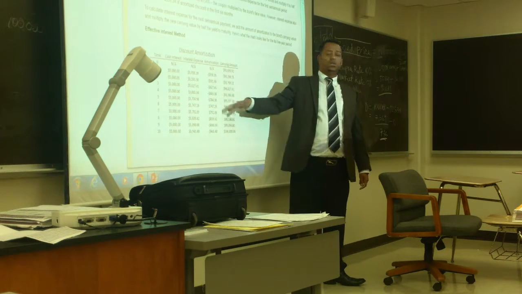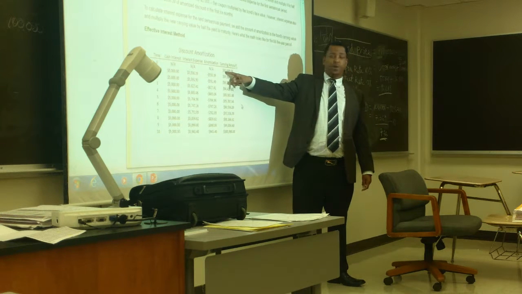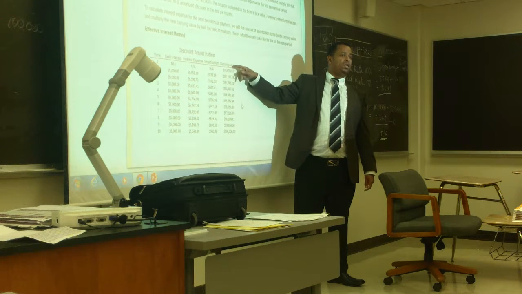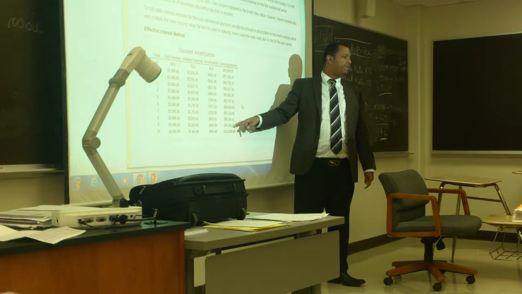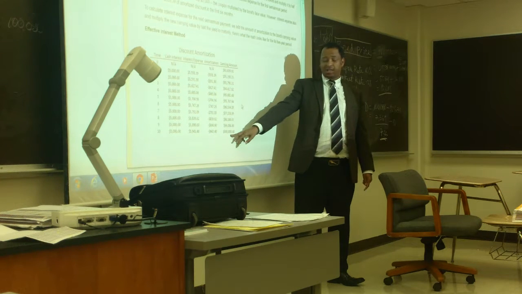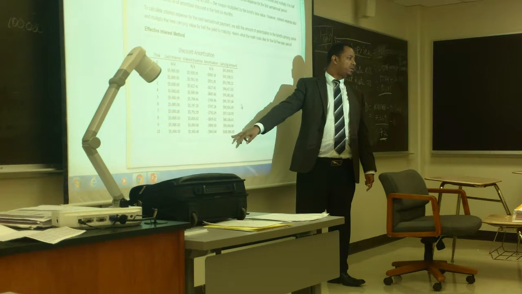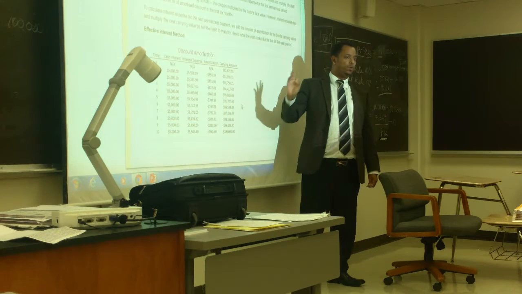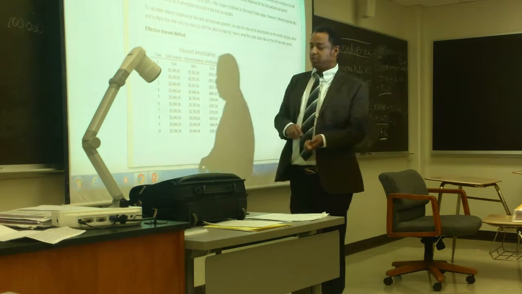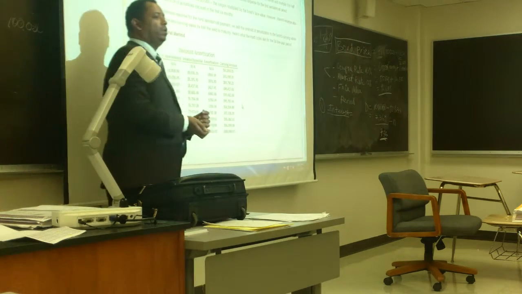Am I clear? So still, starting from 92,000, which is the bond price, the amount is going up every 6 months. Then at last, it will be 100,000, and that's the face value. Okay? So this is a discount amortization. Any question?